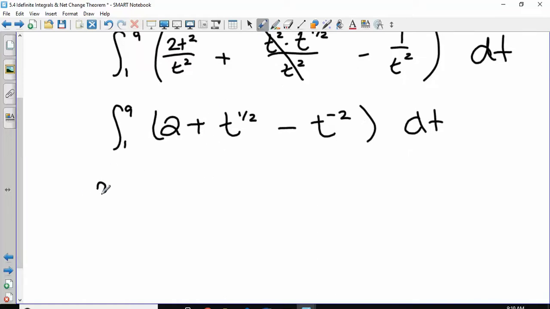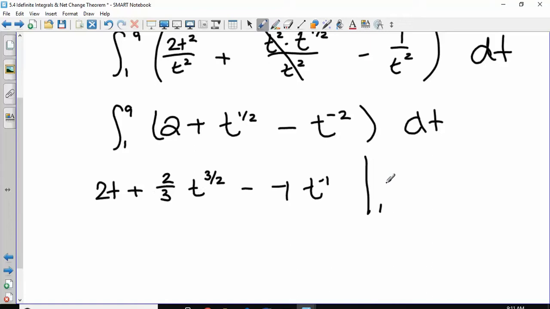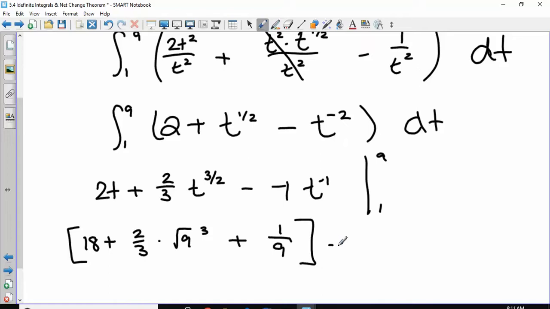So now this is set up where we can do the antiderivative. The antiderivative of 2 is 2t plus, okay, t to the 1/2. If you add 1 to the power, that's 3/2, so you need 2/3 in front. -2, if you add 1 is -1, so we need a -1 in front. So if we plug in a 9, 2 times 9 is 18, plus 2/3 times 9 to the 3/2, or the square root of 9 cubed, plus 9 to the -1, or 1 over 9.